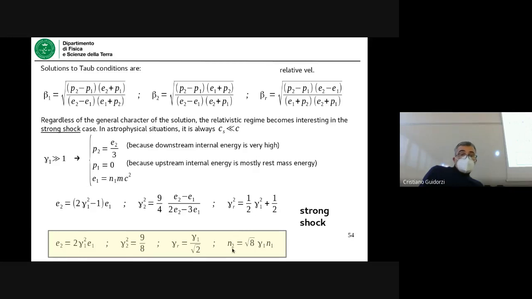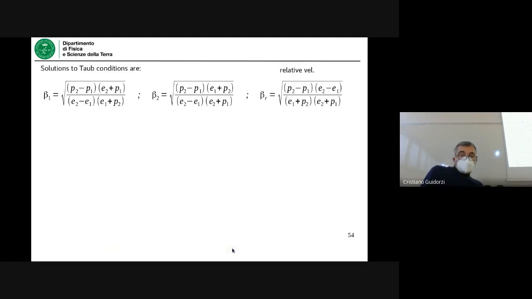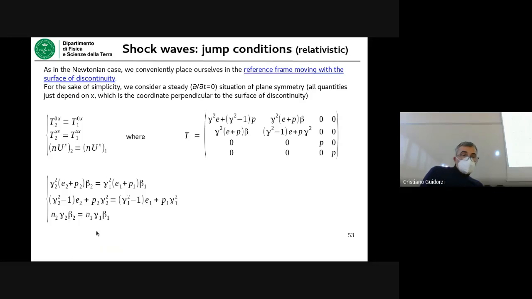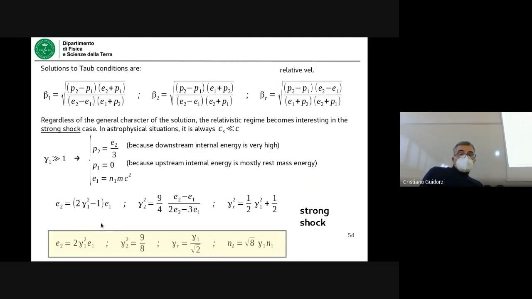Here I also put the number density. Well, this can be derived from this law here. If you exploit this one, and also this guy here, it's easy to prove that N2 is equal, apart from a square root of 8, to N1 times gamma 1. So let's have a look at what happens. In particular, let's compare. You have some energy density in the upstream fluid. This is amplified by a factor of gamma squared. But, well, more precisely, 2 gamma squared.